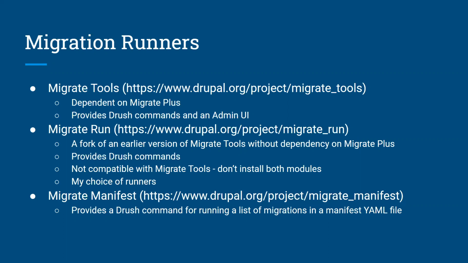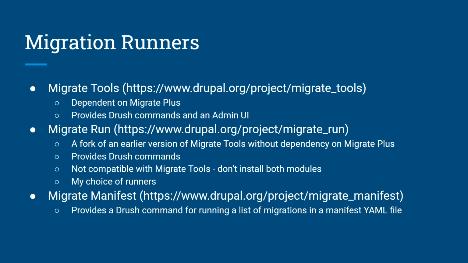My favorite one that I use and have for a few years now is called Migrate Run. It was a fork of Migrate Tools that removed the dependency on Migrate Plus. And we'll be talking more about Migrate Plus later. It also provides Drush commands, but does not have the same administrative user interface. It was never added from Migrate Tools. It was forked from an earlier version. And the two of them are not compatible with each other. You should not install them together because they actually provide the exact same commands. I don't know what would happen if you installed them at the same time. Hopefully there's something that would prevent you from doing that, but I don't know.